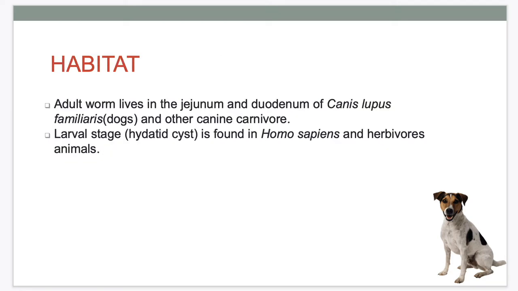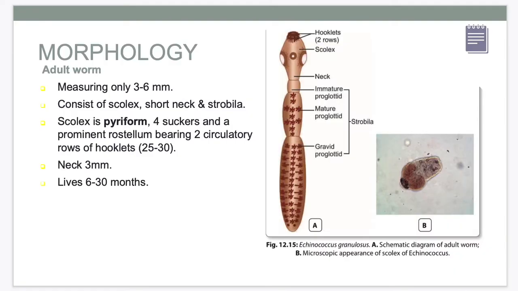The adult worm lives in the jejunum and duodenum of Canis lupus familiaris, or dogs, and other canine carnivores. And the larval stage, no, this is what's different to the Echinococcus granulosus, is the hydatid cyst. It's found in us, Homo sapiens, and herbivorous animals.